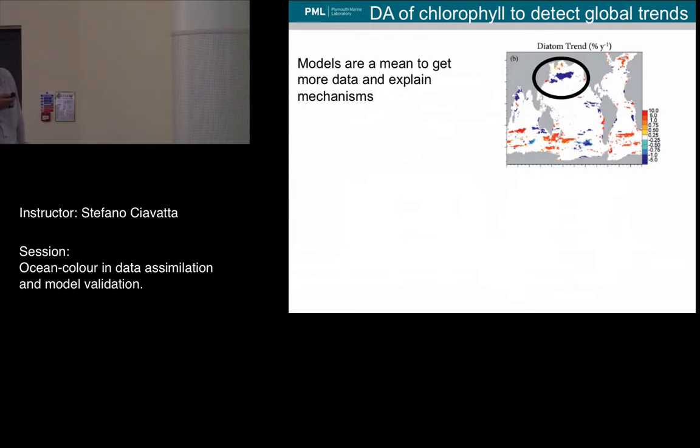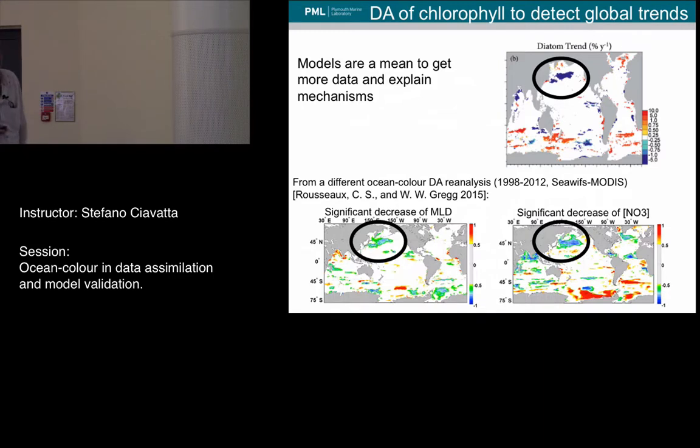But let's go back to this diatom trend. Diatoms are nitrophil. In a previous publication of the same authors, they applied the same model and they produced some maps of statistically significant changes in mixed layer depth and in nitrate. So the mixed layer depth got shallower, nitrate decreased, both statistically significant. Diatoms, I am arguing now, decreased because there was less nitrate. So unfortunately these are two different papers, but putting them together we can obtain a kind of explanation and interpretation of this result. This is just to say, okay, models in this case are a means to get more data that we cannot observe from satellite, such as nitrate, and are a means to explain the mechanisms that are beyond the processes and the observation that we can obtain.